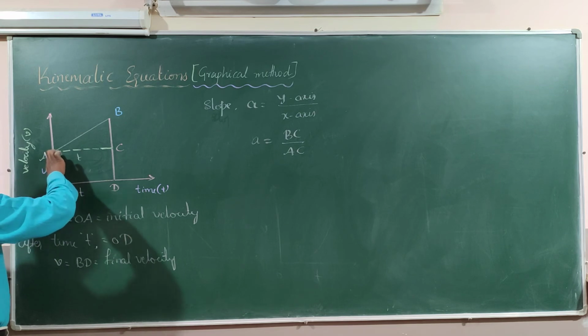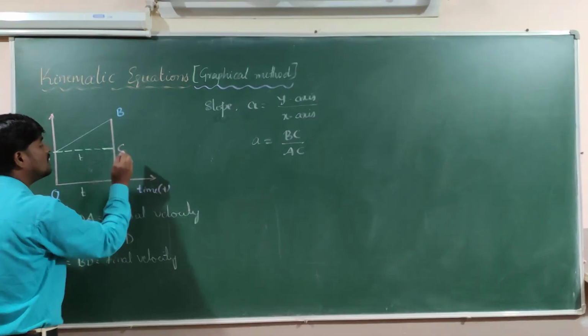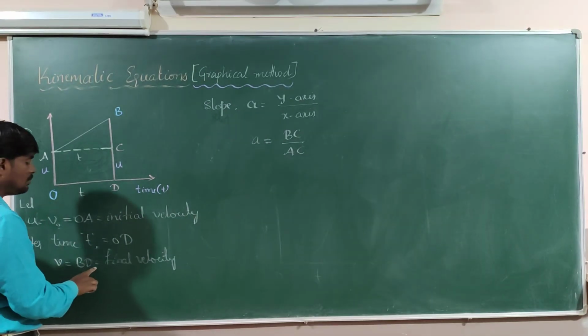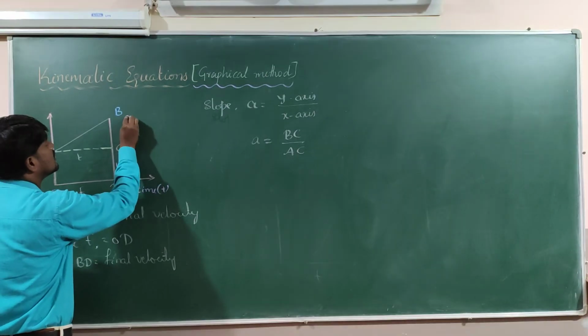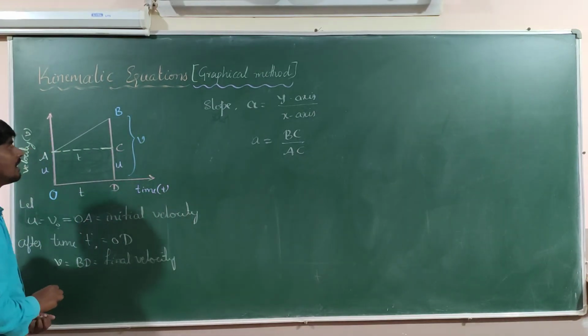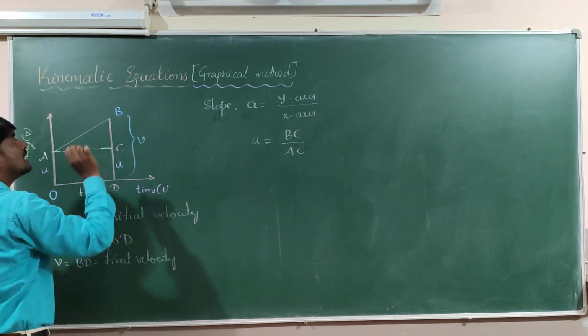If OA is U, OA is parallel to CD, so this also becomes U. Then here I wrote one more thing. V is equal to VD, that is final velocity. So this distance itself is called V, final velocity. So I know VD, I know CD. Then how to calculate BC?